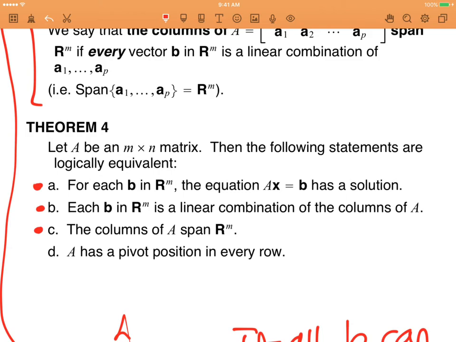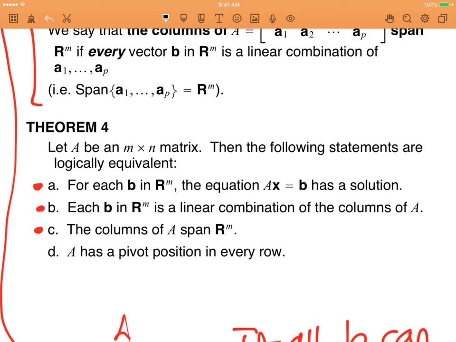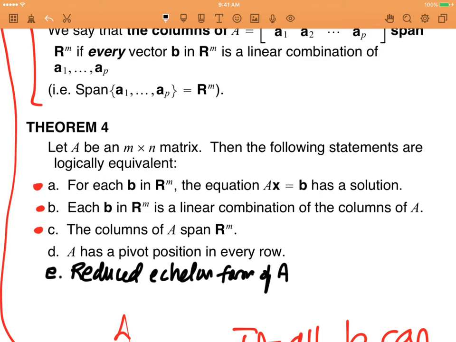D is about the mechanics of the actual matrix, and I actually prefer an additional way of saying it. When did we not get a solution? When did we have a problem? We had a problem when there was a row of all zeros in A. So if there's no problem, if everything has a solution, that means we can't have a zero row in A. So I'm going to add E here, which is the reduced echelon form of A. E says the reduced echelon form of A has no zero rows. If that's the case, then we'll never have an inconsistency, we'll never have a problem, we'll always have a solution. So it should be clear why E gives you C, B, and A.